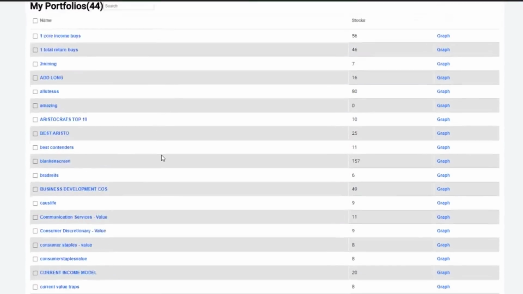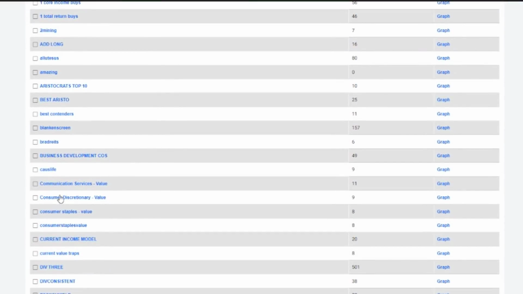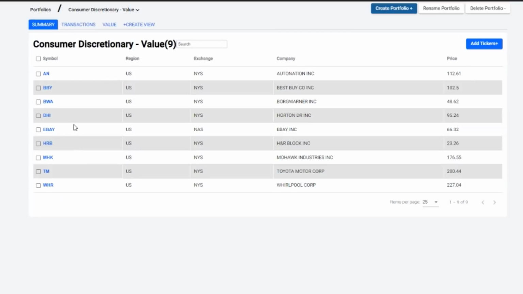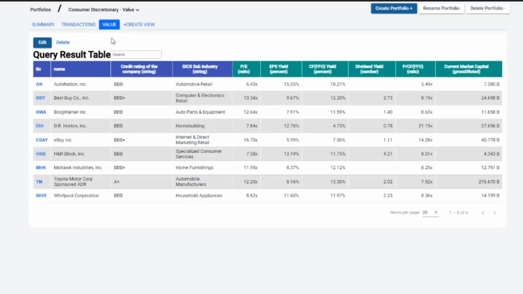However, if I go into portfolios here, and I've created these portfolios, and I go into consumer discretionary, and I look at my value view, which I created here. I've also got several sub-industry groups here within this consumer discretionary group.